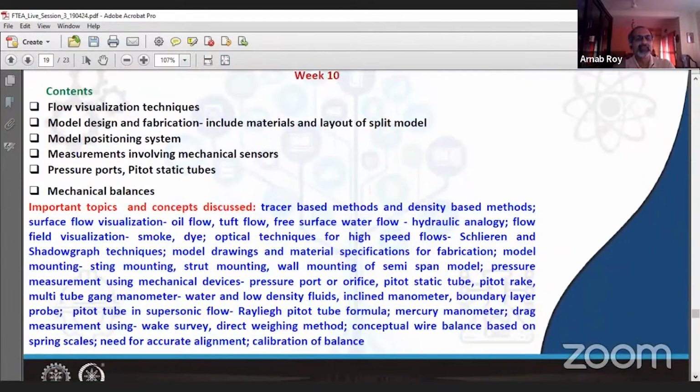In week 10, we learned about some of the visualization, measurement techniques, as well as model design and fabrication. We talked about different aspects of aerodynamic experiments, how to set up experiments, how to decide what to measure, and what are the different kinds of equipment to be deployed for the measurements, and how to interface all these equipment with the model which is placed in the test section and should be instrumented appropriately so that we can obtain the results from them.